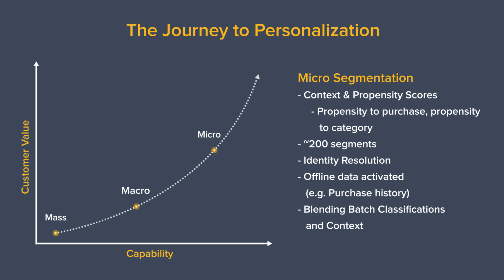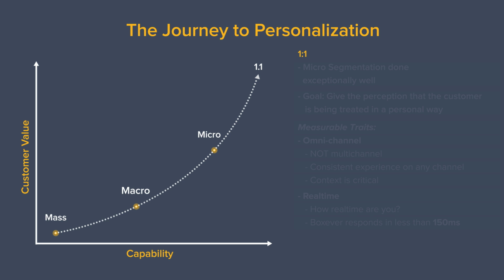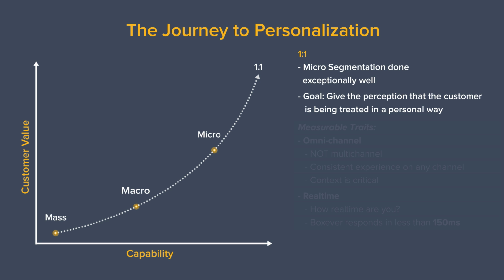The final point on the chart is one-to-one personalization. This is the ultimate goal. There's a little bit of a myth around one-to-one personalization. It is essentially micro-segmentation done exceptionally well. So what do I mean by this? So it might be that someone like Netflix uses my name when they're making a product recommendation. But when you think about it, how many people have exactly the same recommendation as me? I would argue at least 1, 2, maybe even 100 across the globe.